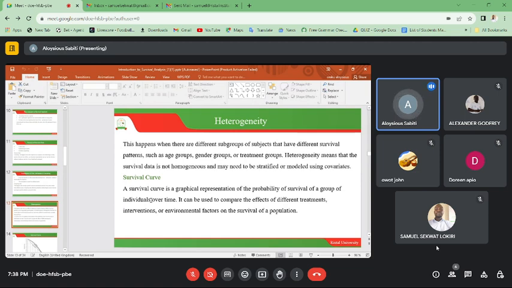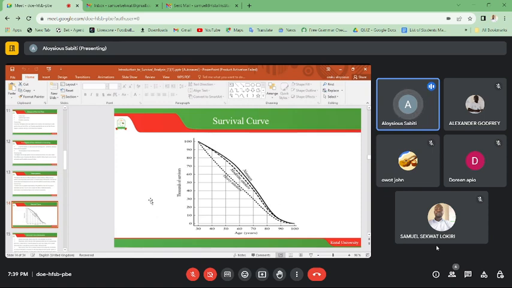So like we said in our definition of a survival curve, we want to understand it further here with illustrations. We are saying that it is a graphical representation of the probability of survival of a group of individuals over time. It can be used to compare the effects of different treatments, interventions, or environmental factors on the survival of a population. And this graph here just shows the survival curve of smokers, with the thousands of survivors.